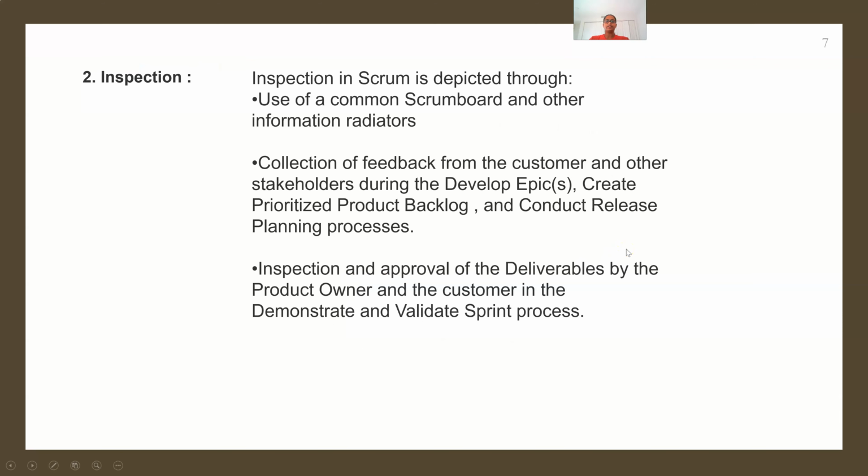Let us move on to the second idea, that is inspection. Inspection in Scrum is depicted through usage of the common Scrum board and other information radiators, which we saw in the previous slide, collection of feedback from the customers and stakeholders during the development of epics, user stories, and backlogs, and inspection and approval of the deliveries by the product owner and the customer to demonstrate and validate the sprint process.